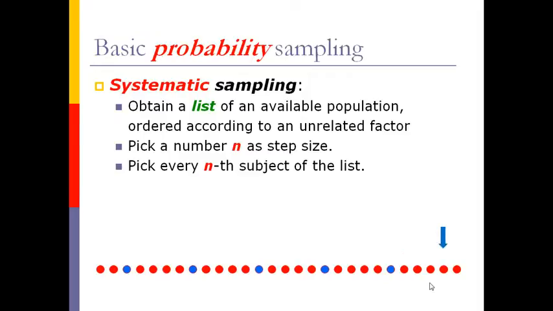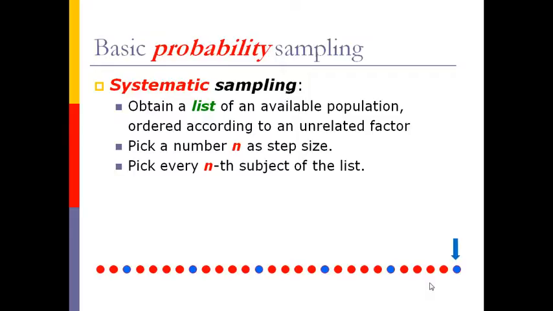Okay, so notice that this method, because we're ordering the list according to some factor which has nothing to do with our population, gives everyone the same probability of being selected, and it will not generally exclude any important subgroups. However, this is not a simple random sampling because not every combination of people has the same probability of being selected. In particular, for selecting every fifth person, two people who come one after the other in the list have no chance of being selected together.